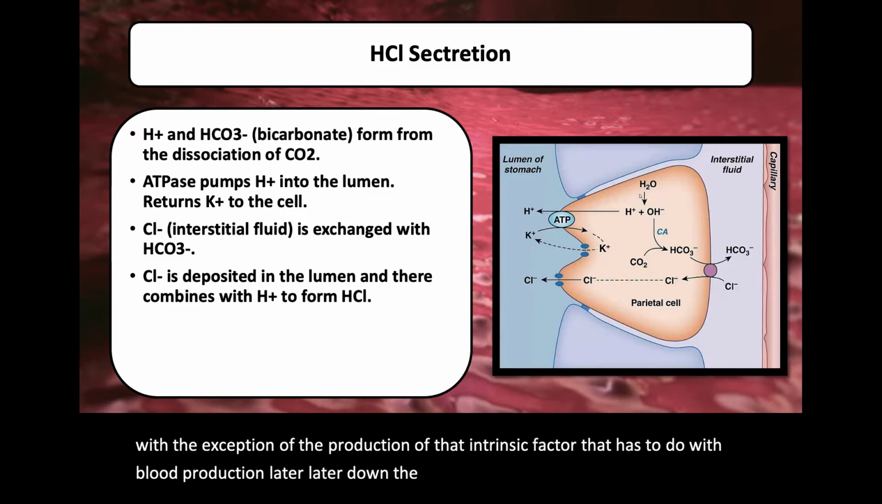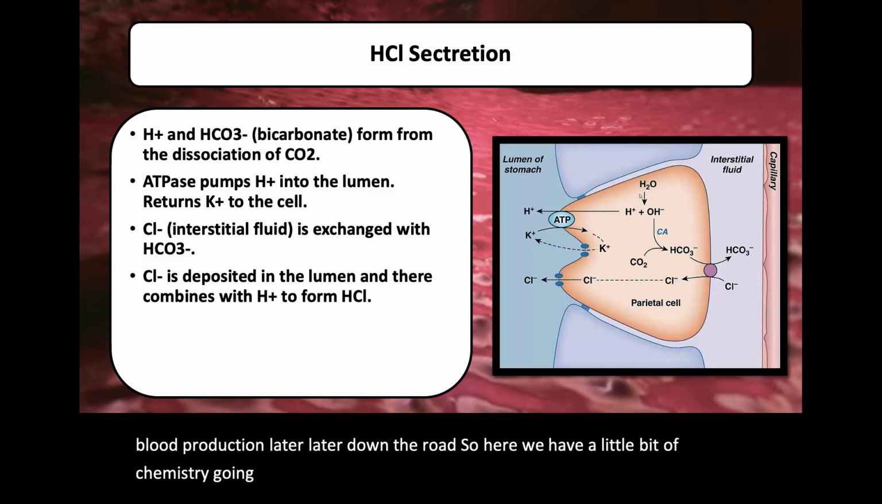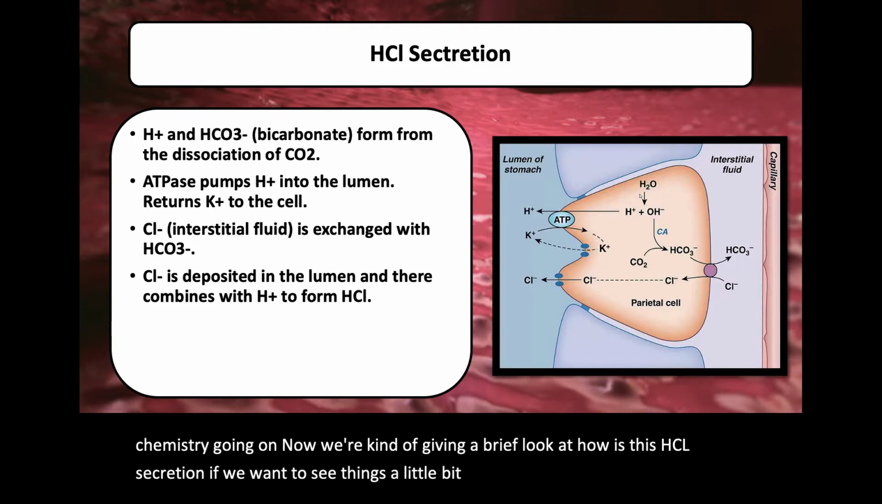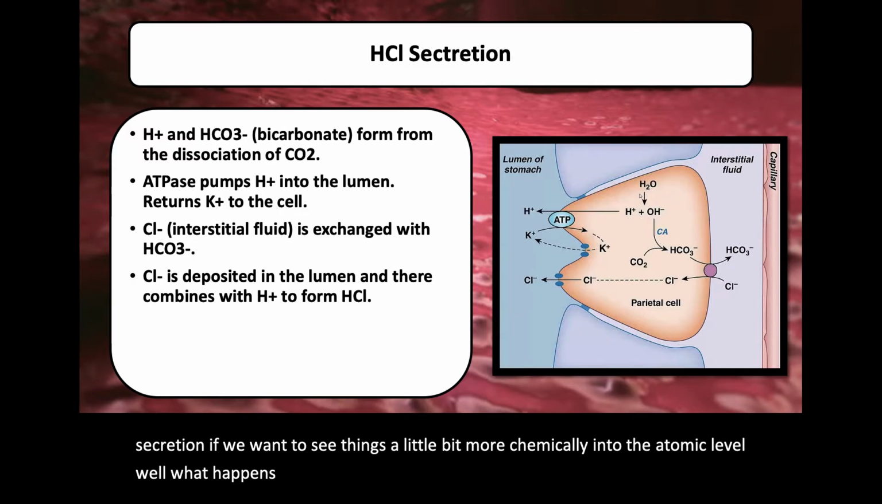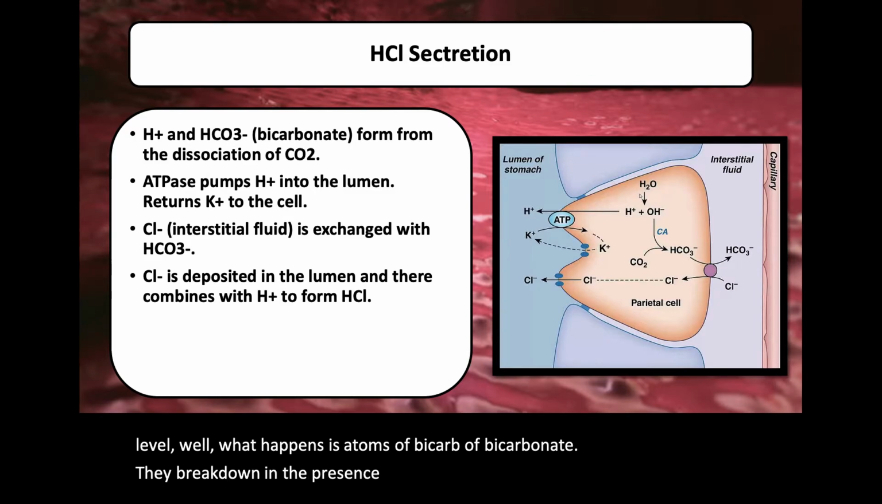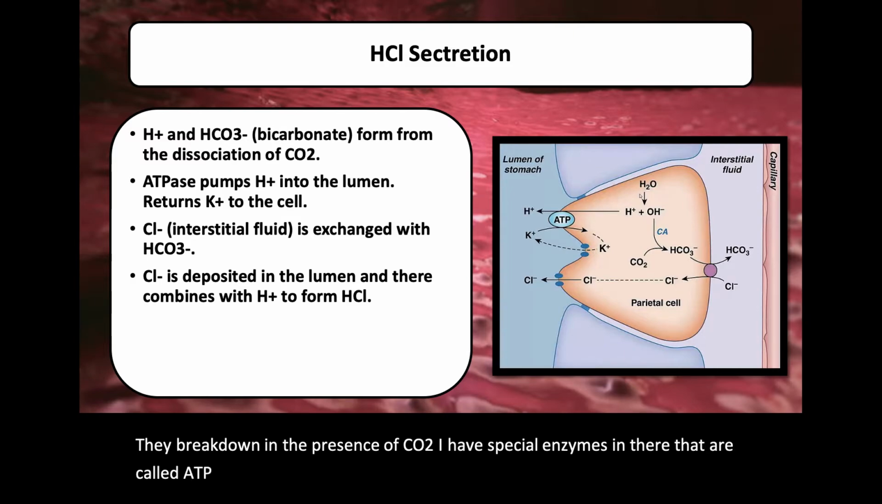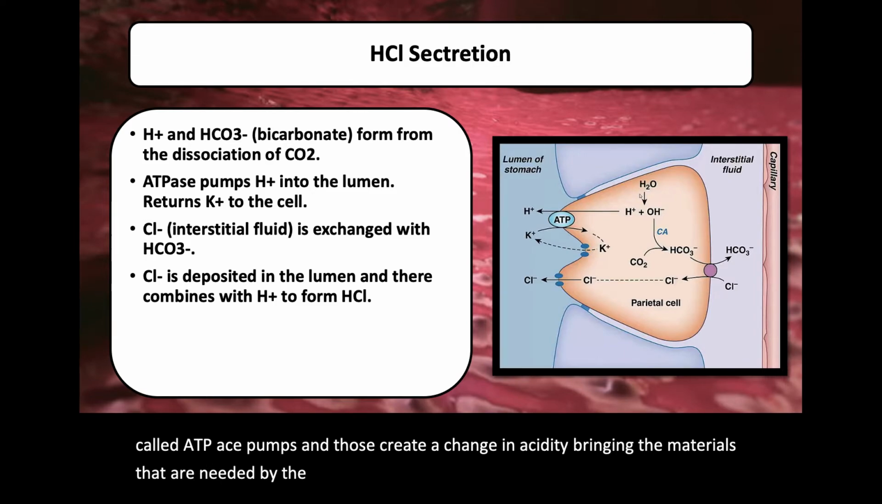So here we have a little bit of chemistry going on. Now we're giving a brief look at how this HCl secretion works, if we want to see things a little bit more chemically, at the atomic level. What happens is bicarbonate breaks down in the presence of CO2. There are special enzymes in there called ATPase pumps, and those create a change in acidity and bring in the materials needed by the cell to produce this fluid.